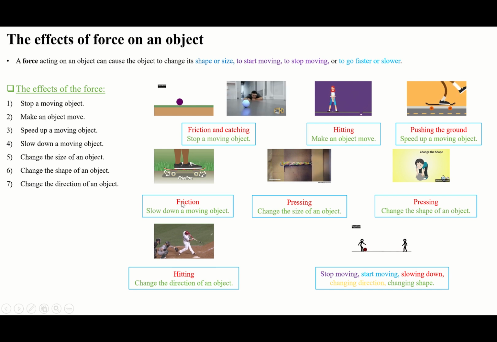We can have friction. We can have air resistance. We can have gravity. These are forces. We can have normal force. We can have upthrust. So these are different forces, and they have different effects. I mentioned these effects here that can happen because of some kinds of forces.